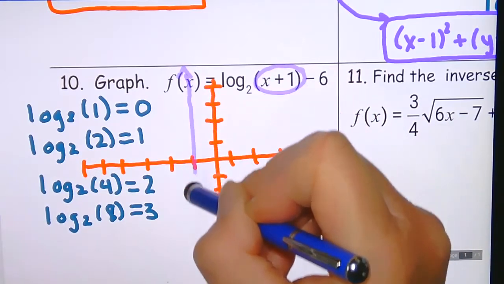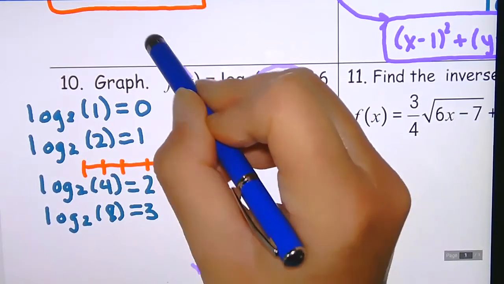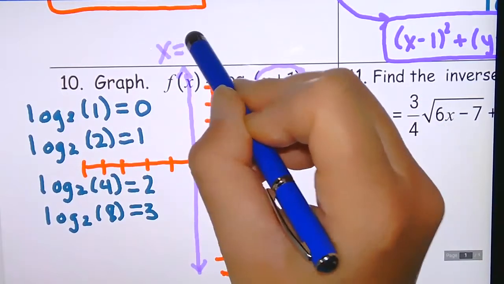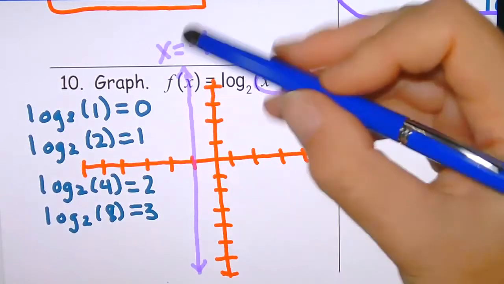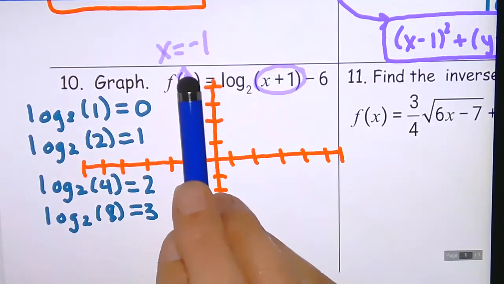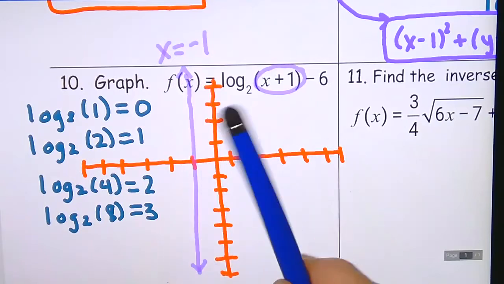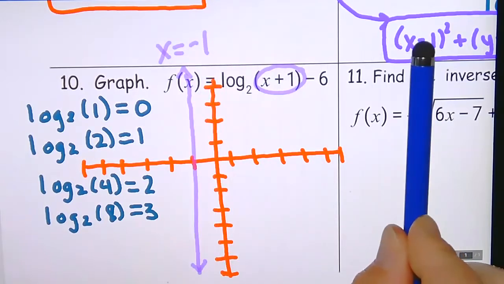I'm just going to draw it solid here, okay? At x equals -1. It's really like a dashed line, but I just want you to be able to see it. This is going to be my asymptote. So my graph is going to be going from here out.